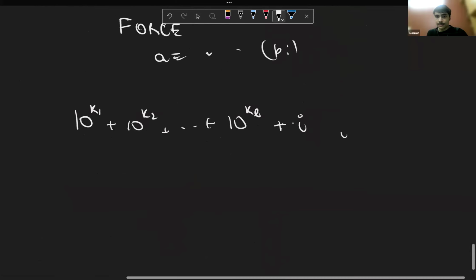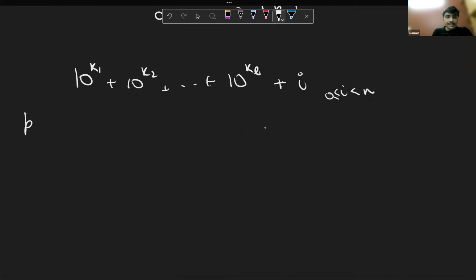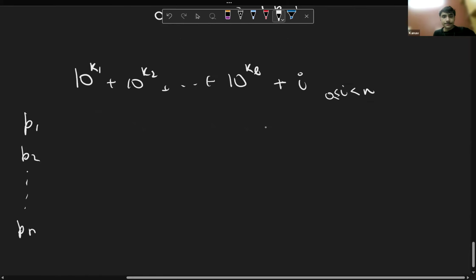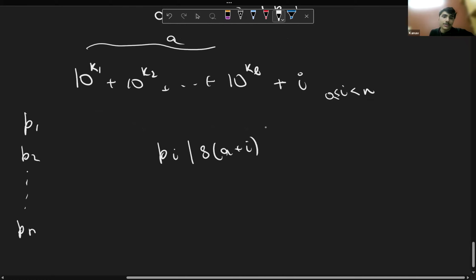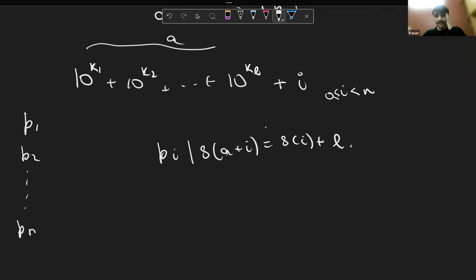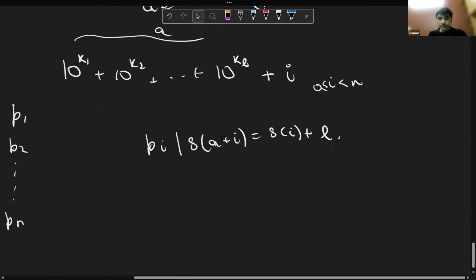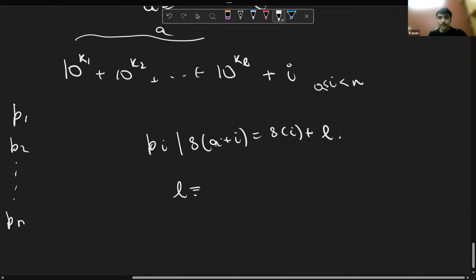So the numbers that I'll be considering look something like this, where i varies from 0 to n. Now what we want to ensure is, I'll choose some large primes, I don't really care, p1 to pn, such that Pi divides S of, we call this, A plus i, which I can just say is S of i plus N. So the condition on L is just congruent to minus S of i mod Pi.